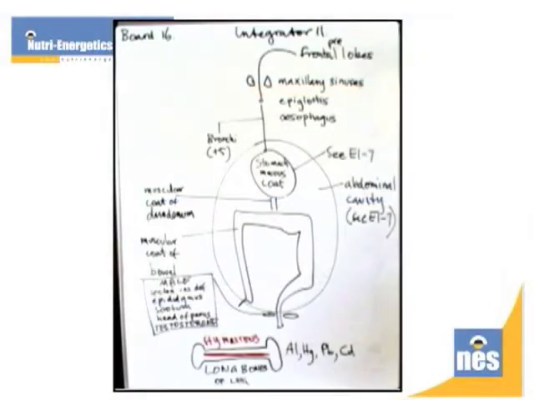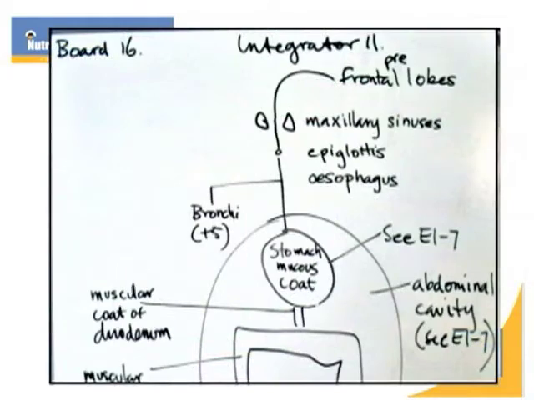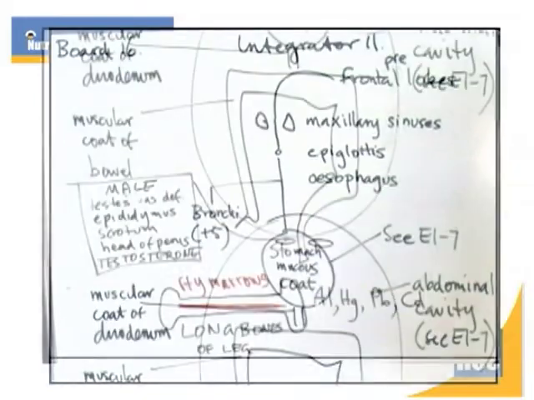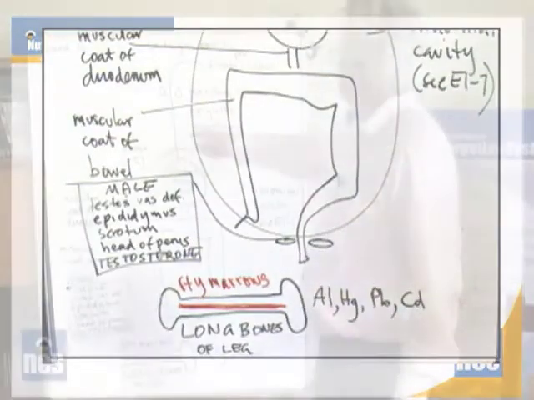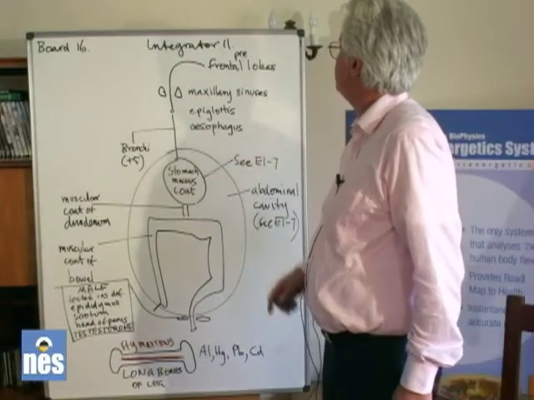The mind map for integrator 11, the stomach channel. As you can see, it follows broadly the traditional idea of the stomach meridian, which means basically the stomach and the colon. We can't say the whole gut, strictly speaking, because we just get a stomach, muscular coat, and the muscular coat of the duodenum and large bowel. On the way down, part of the gut, of course, the esophagus.